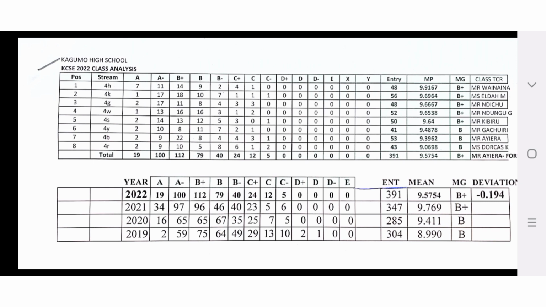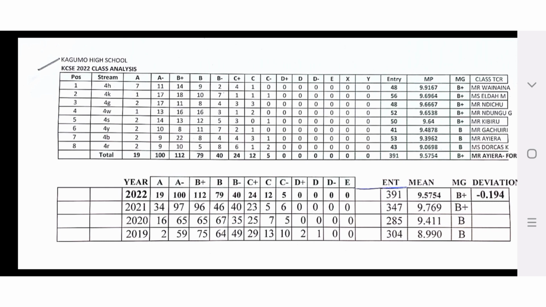Then down there, let's go to down that table. It shows you the total number of students and the mean grades that they got. So in KCSE 2022, we had 19 A's, 100 A minus, 112 B plus, 79 B, 40 B minus, 24 C plus, 12 C, and 5 C minus. So among the 381 students, only 17 did not make to get C plus and above. So that means we have a 96% transition to the university, and that was well done.